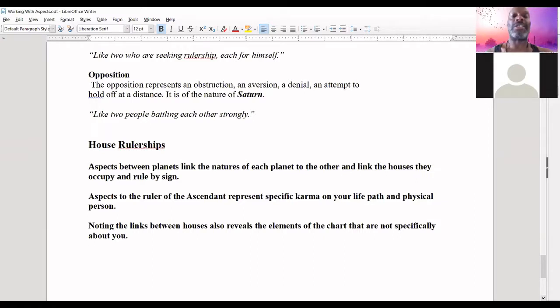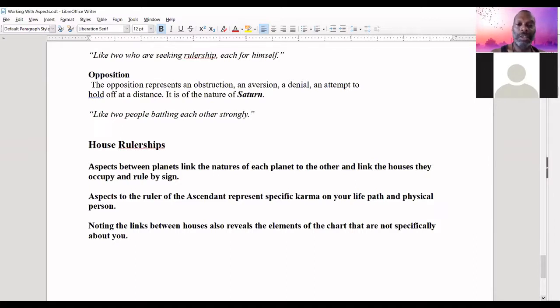And so anything that's happening to the ruler of the ascendant is happening to you on a very personal level. It should be very recognizable. And so it's something to be especially looking at. So what I'd like you to do here, we're going to finish this, and then the last exercise I'll give you in a second.